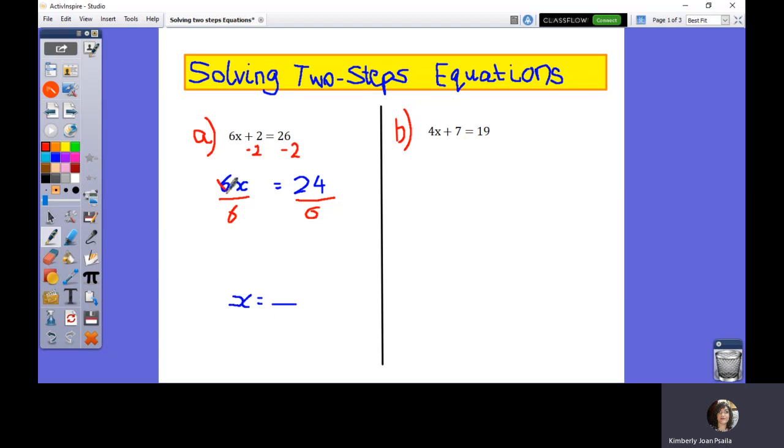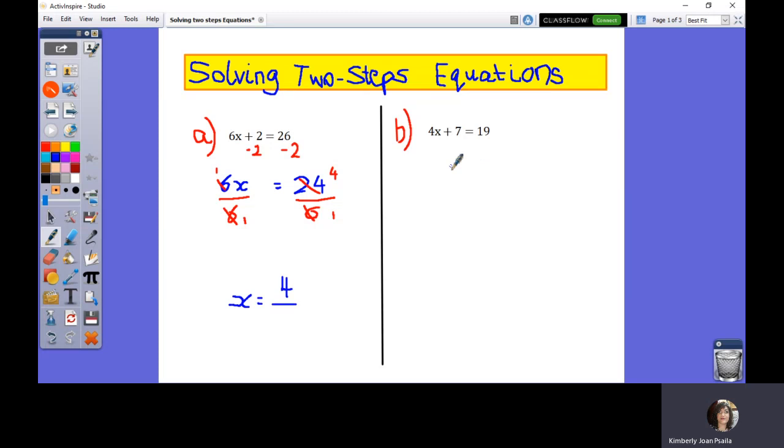I can simplify 6 and 6. They are divided by 6, they become 1, and 24 divided by 6 gives us 4. So we are left with 1x is equal to 4 all over 1. So x is equal to 4 here. That is why it is called a two-step equation, because first I subtracted this 2 and then divided by 6 to get this answer. So I did two steps there.